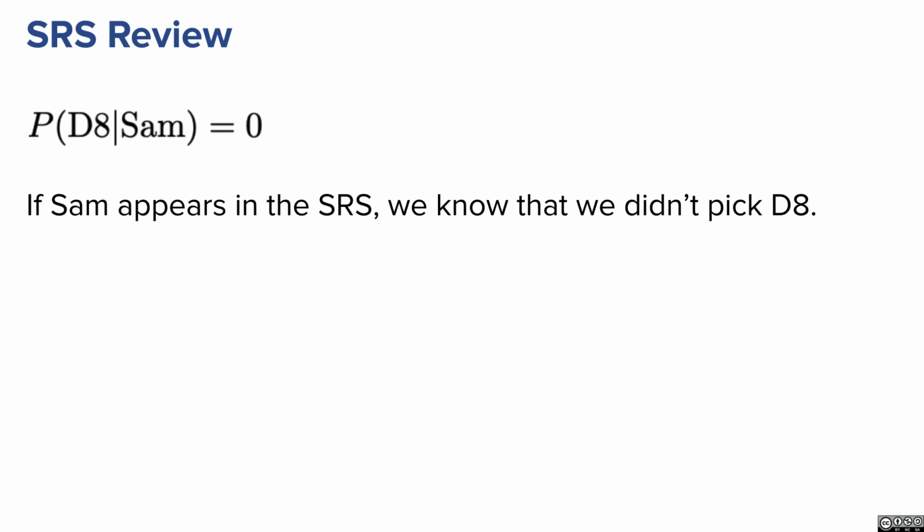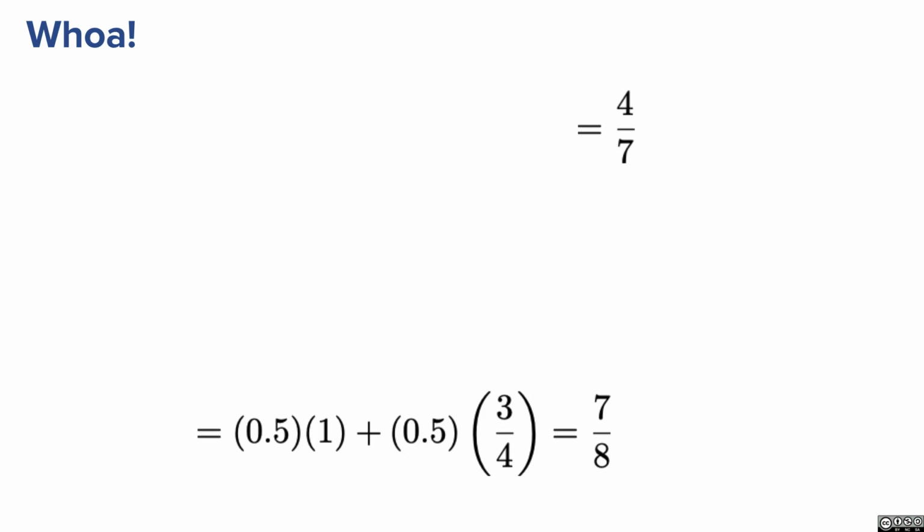The first question, the probability of D8 given Sam, is 0, because we know that D8 doesn't contain any Sams. So if Sam appears in my sample, we know for sure that the sample was not drawn from D8, it was drawn from D100. Okay, so that one was not too bad. The second one is a little more complicated.